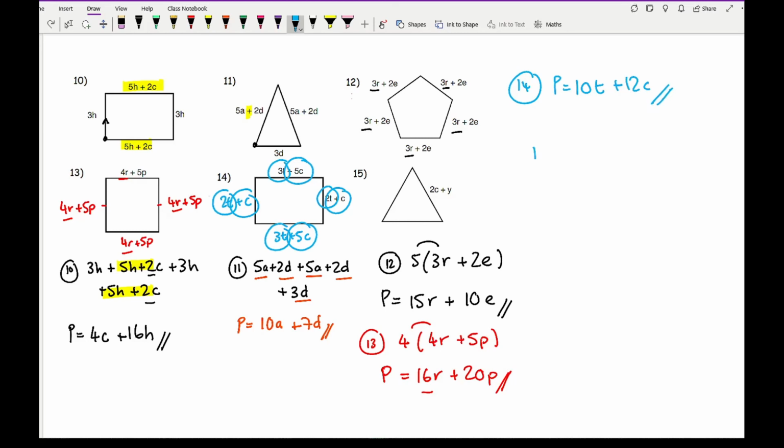And then with question 15, again, I'm going to assume that this is an equilateral triangle, because it should really be labelled properly, this question. So here I've got, adding the c's together, I get 6c, and then adding the y's together, I get 3y. And there is my final answer.